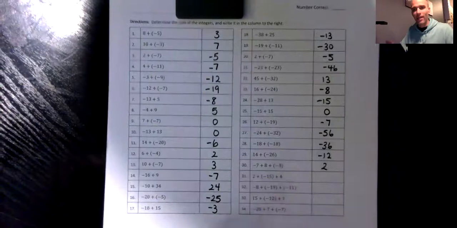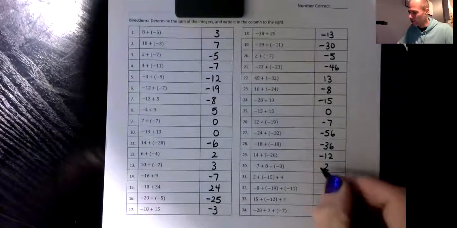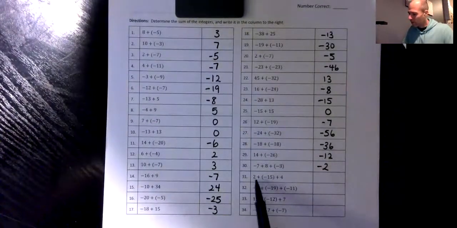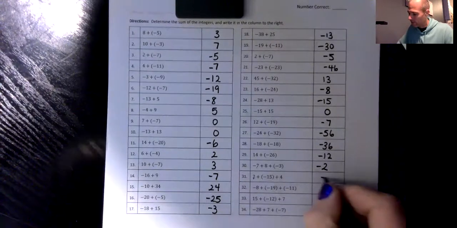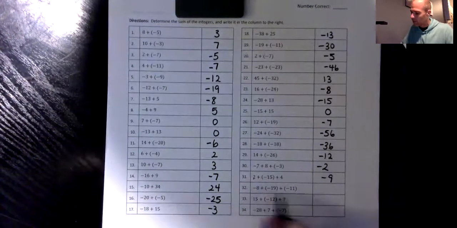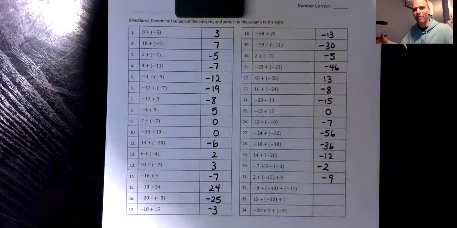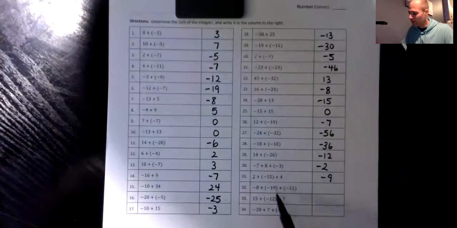And then the negative 10 that I did that with was bigger. So it's going to be negative 2. Here I'll add the 2 and the 4 to make 6, and then combine that with the negative 15, which gets me negative 9. Here I have 3 numbers, but they're all negative, so I can just add them as if they were positive and throw a negative sign on the end.